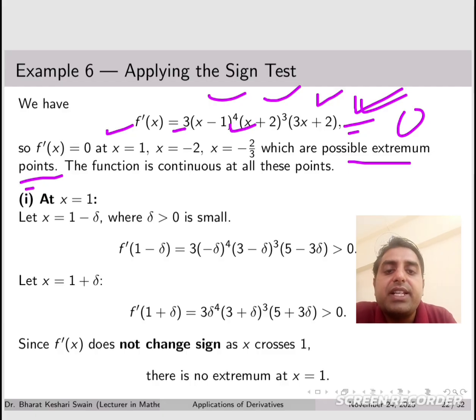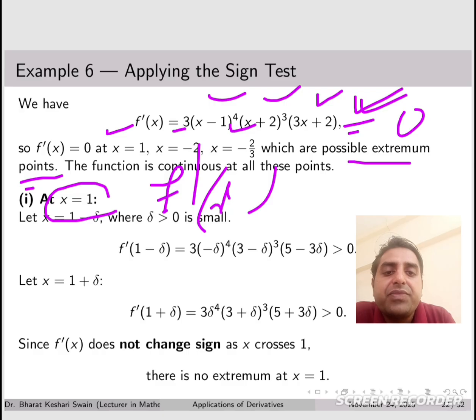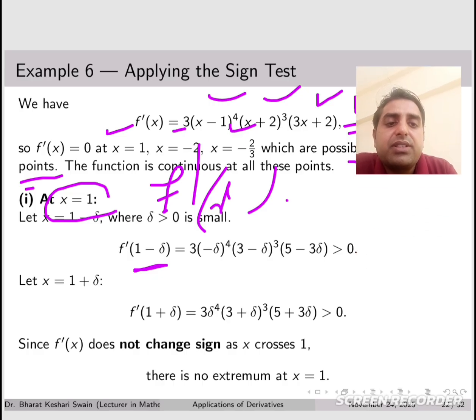So first at x = 1, we will check. At x = 1, what do we have to check? The left hand side of 1 and the right hand side of 1. For the left hand side of 1, we have to check the sign of f'(x). The left hand side of 1 means 1 − δ.